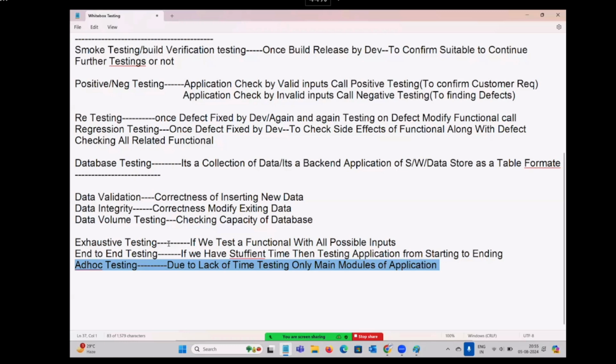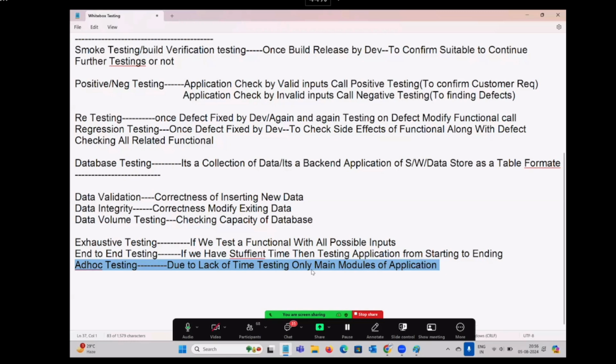Everyone, see, exhaustive testing: if you test a functionality with all possible inputs, it is called exhaustive. If you have sufficient time, testing the application from starting to ending is called end to end. Whenever, due to lack of time, testing main modules is called ad hoc testing. Are you clear on my point up to here?